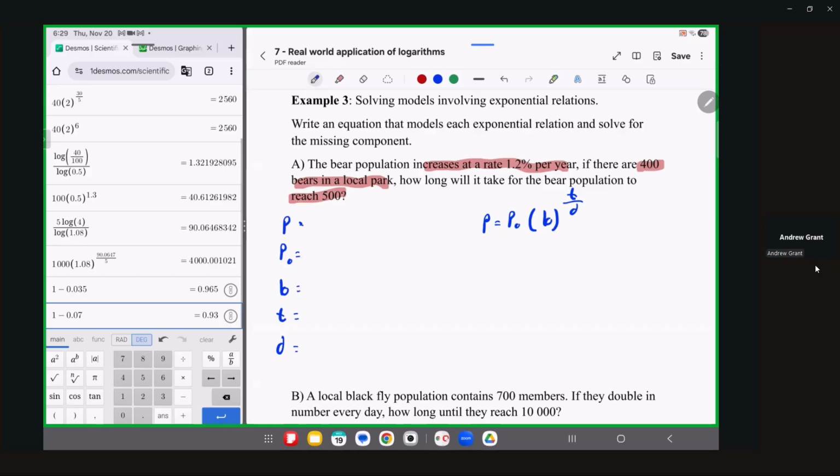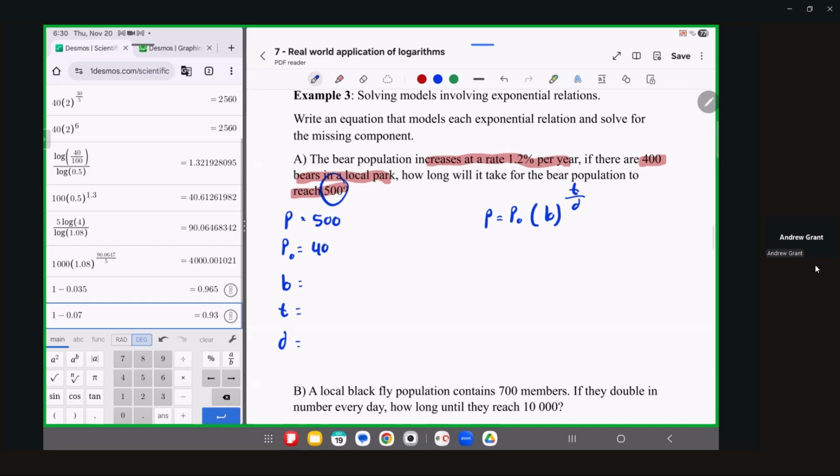Okay, so what's our population? Well, we want to get to 500. P naught is how much we started with initially, so that's going to be 400. Our B value is the percent increase. This time it's 1.2%, so it'll be 1 plus 1.2%, which will equal 1.012. T is the time. We don't know how long it will take for the bear population to go from 400 to 500. And D is the time period, and you can see we've got that per year, so D is going to be 1.